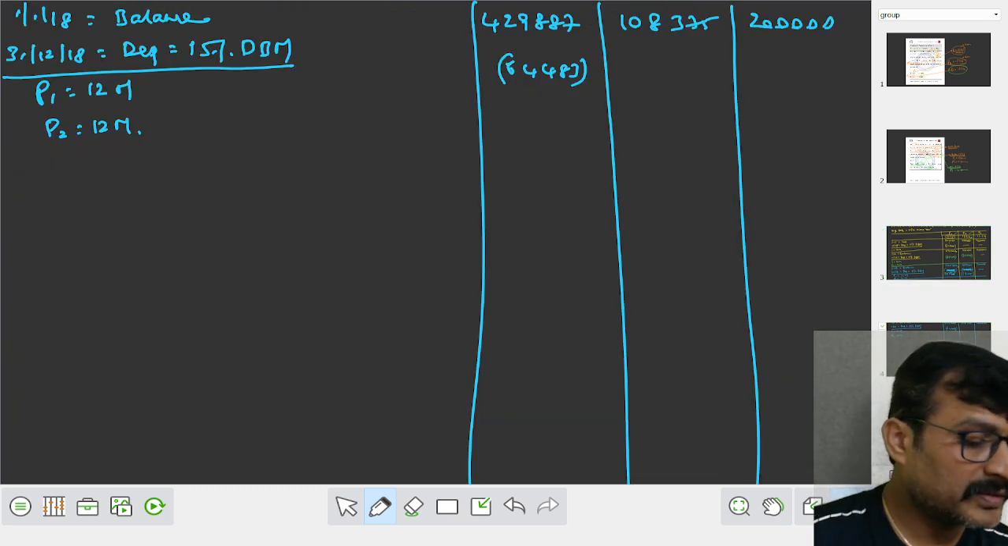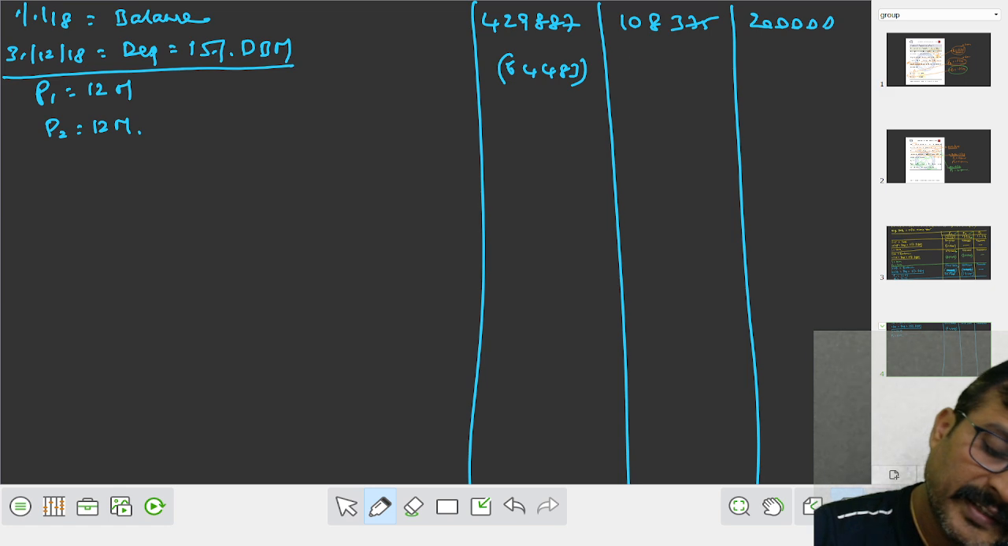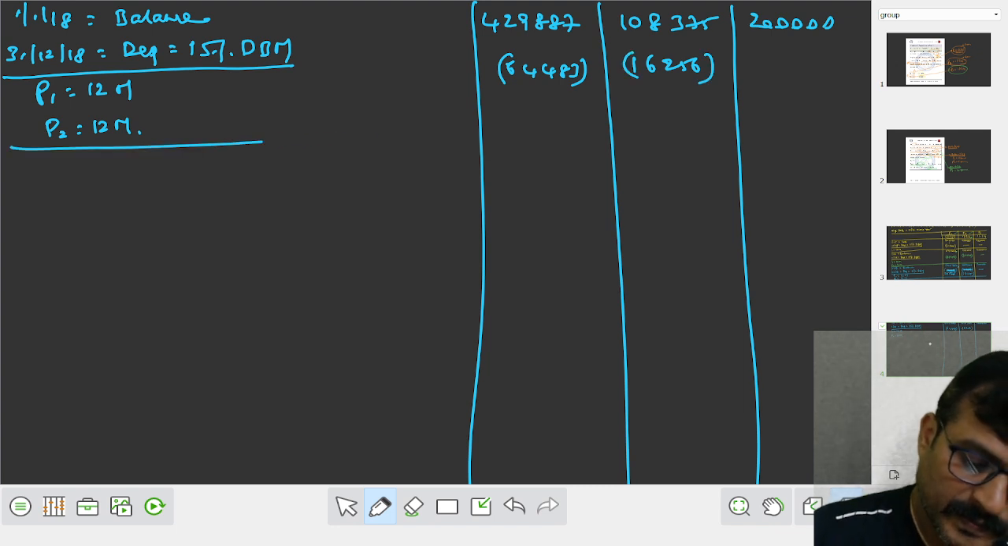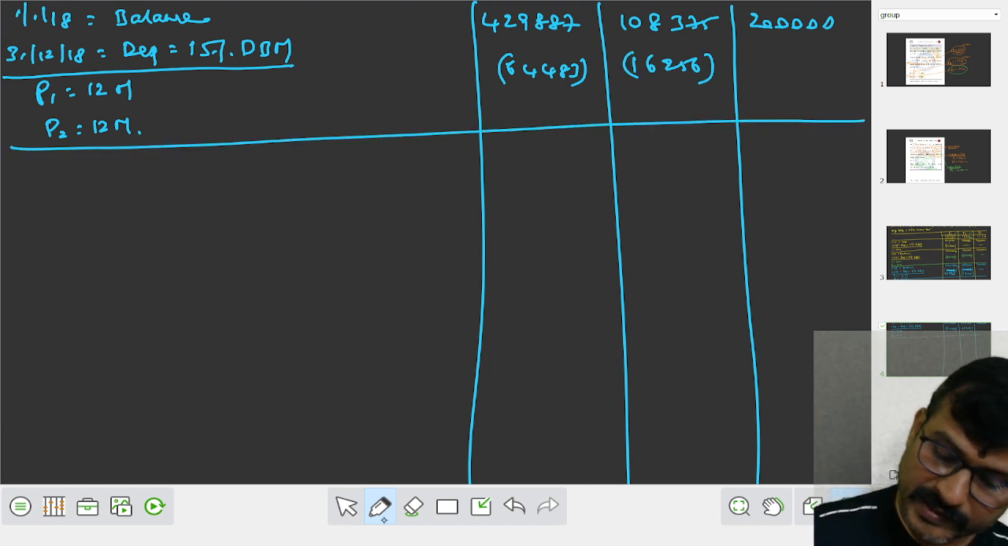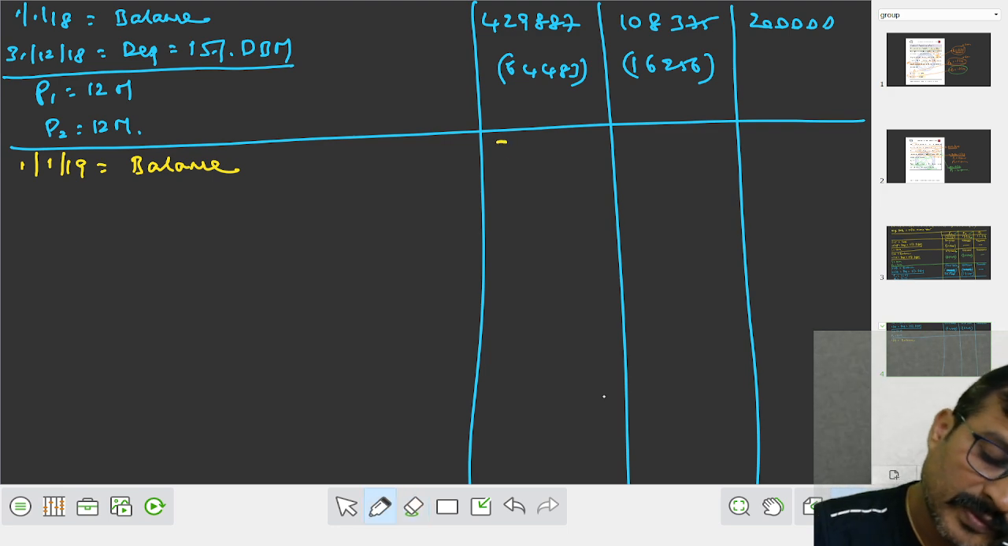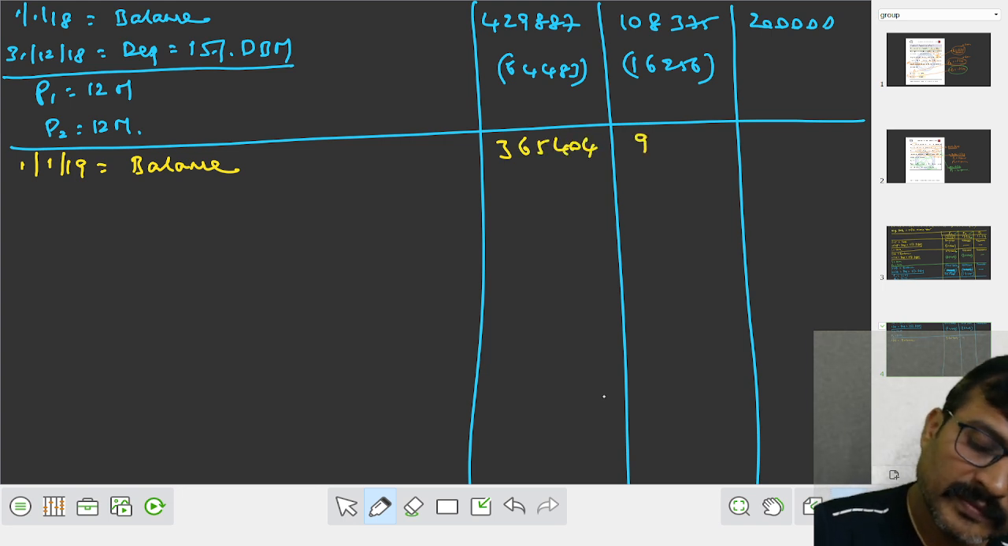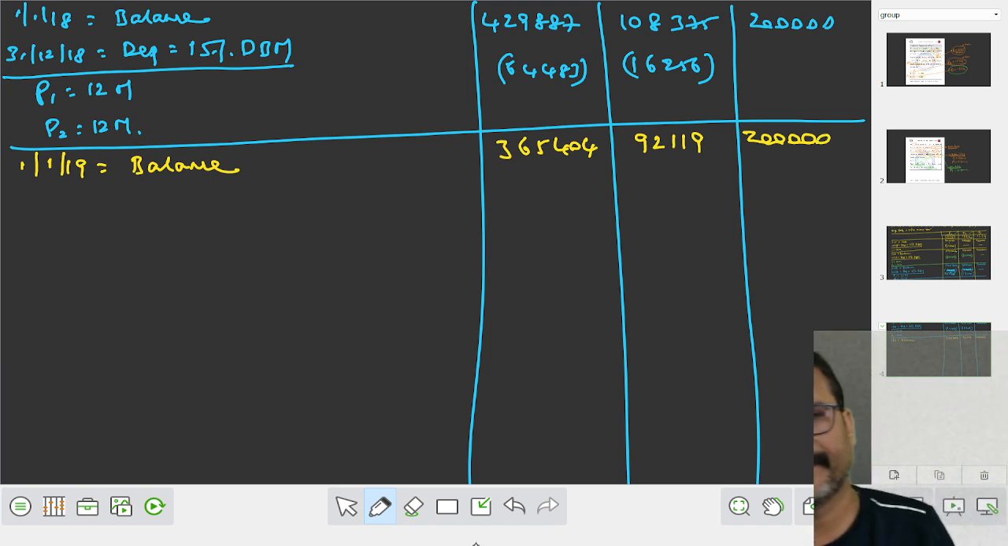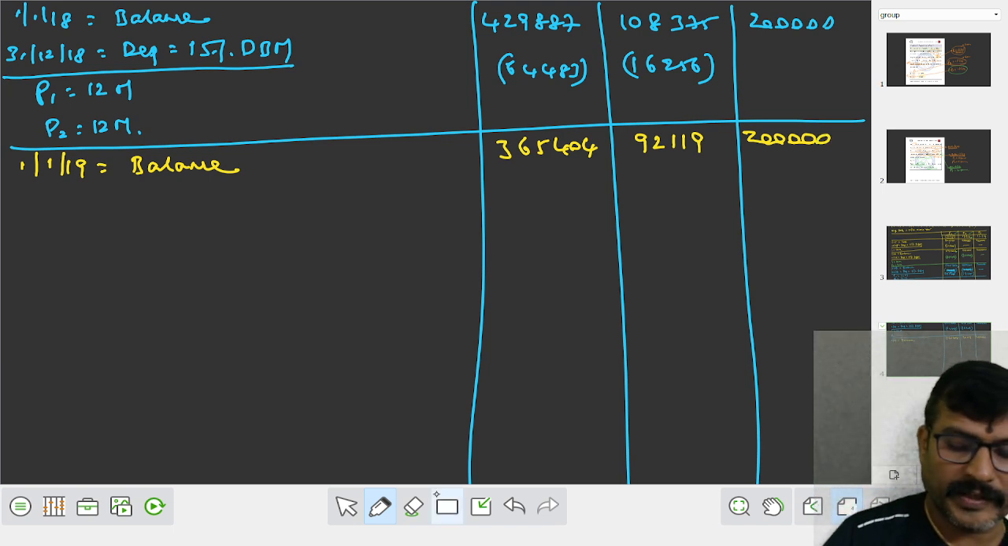Okay, now it is for 18. 64,483, 16,256. Now we are getting balance. Balance on what date? 1st January 19. Balance. It comes to 3,65,404, 92,119 and 2 lakh. Got it? Now we are on January 19.